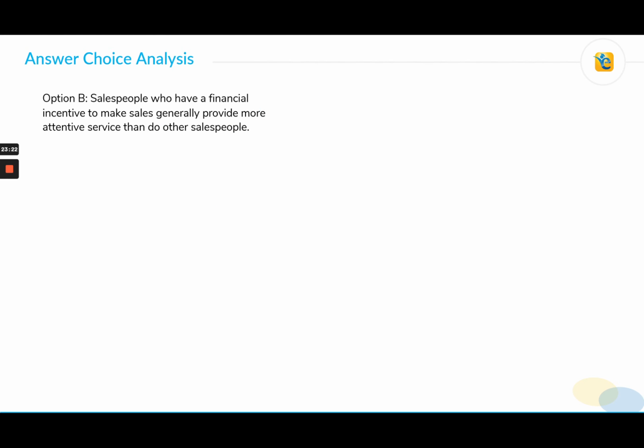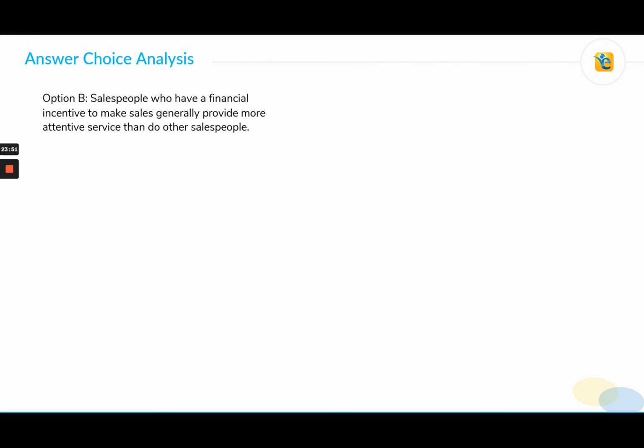So option B says salespeople who have a financial incentive to make sales generally provide more attentive service than do other salespeople. Now, just like option A, option B is also what I call a very, very loosely worded option choice. The problem with an option like this is we tend to force fit it to the context and make it right, rather than option B actually being right. So if you chose option B, I'll tell you what made you choose it.